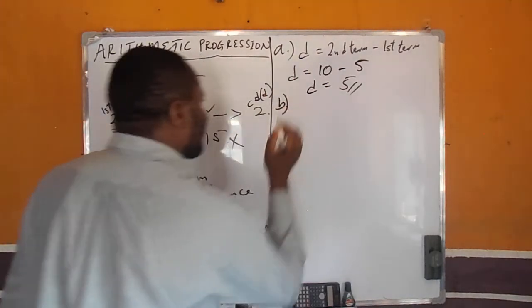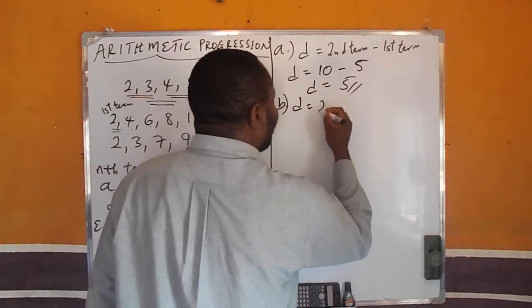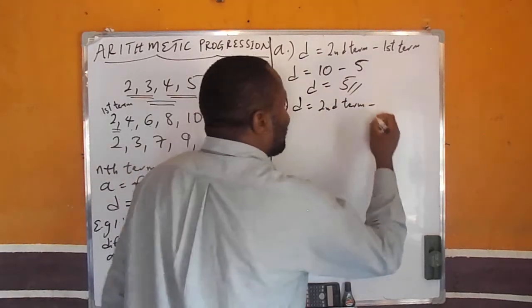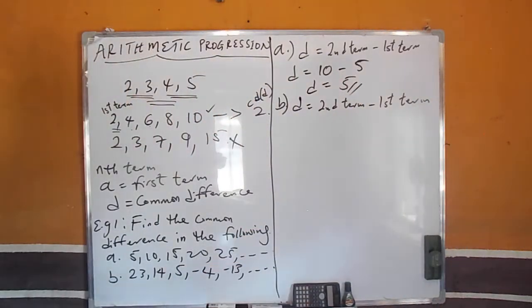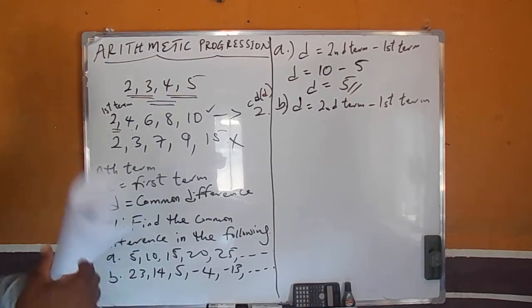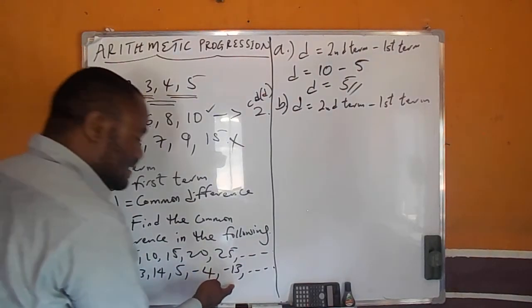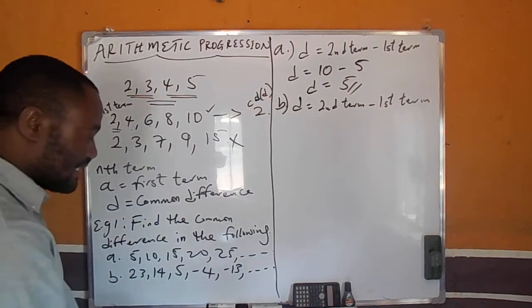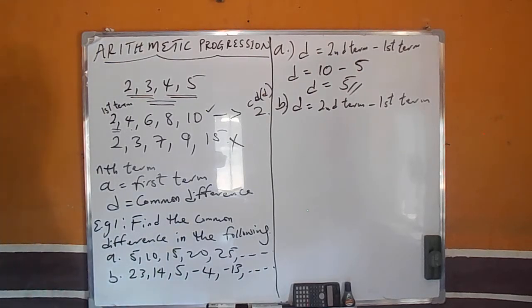In B, 23, 14, 5, the second term here is 14. We say D equals second term minus first term. Or we don't have to use the second term; we can use the third term, the fourth term, or the fifth term. If we are using the fifth term here, 1, 2, 3, 4, 5, which is negative 13, we will say minus 13 minus the fourth term, which is minus 4.